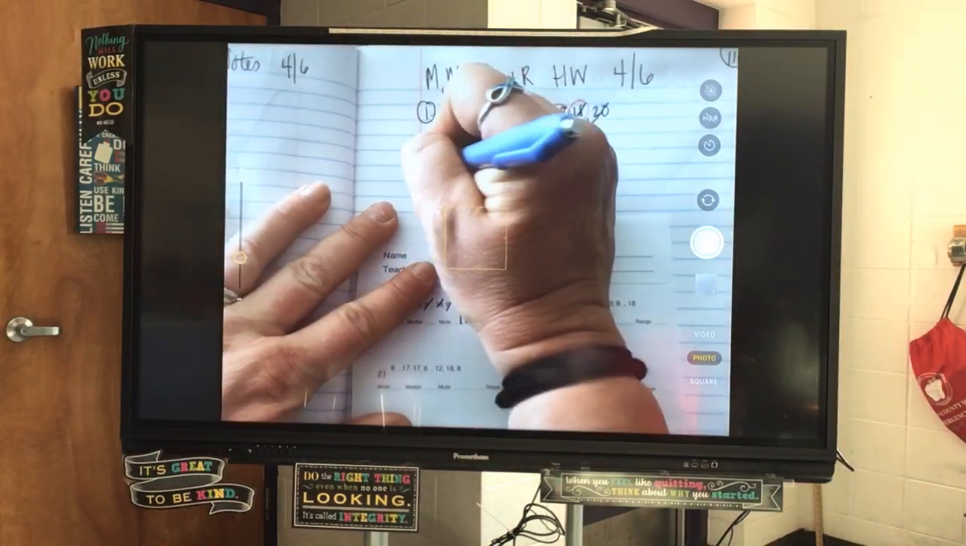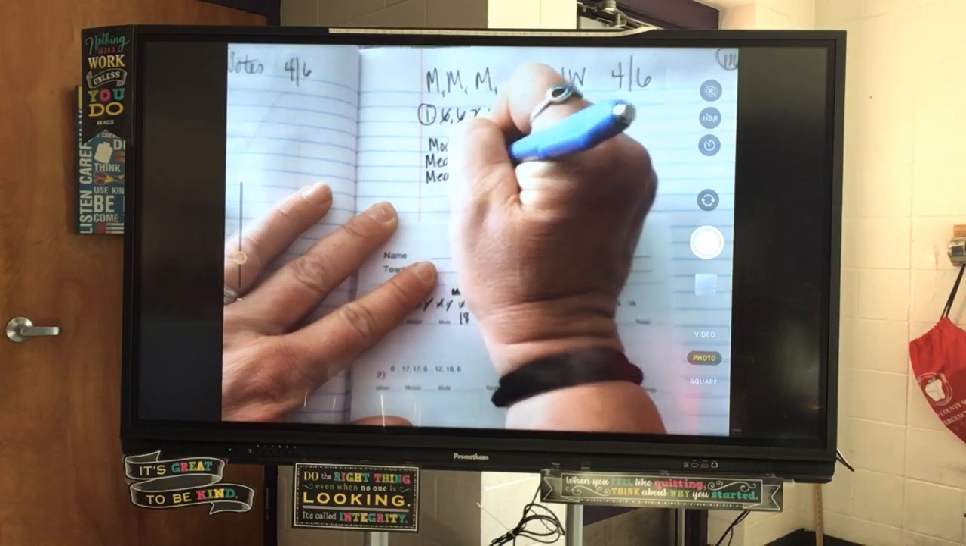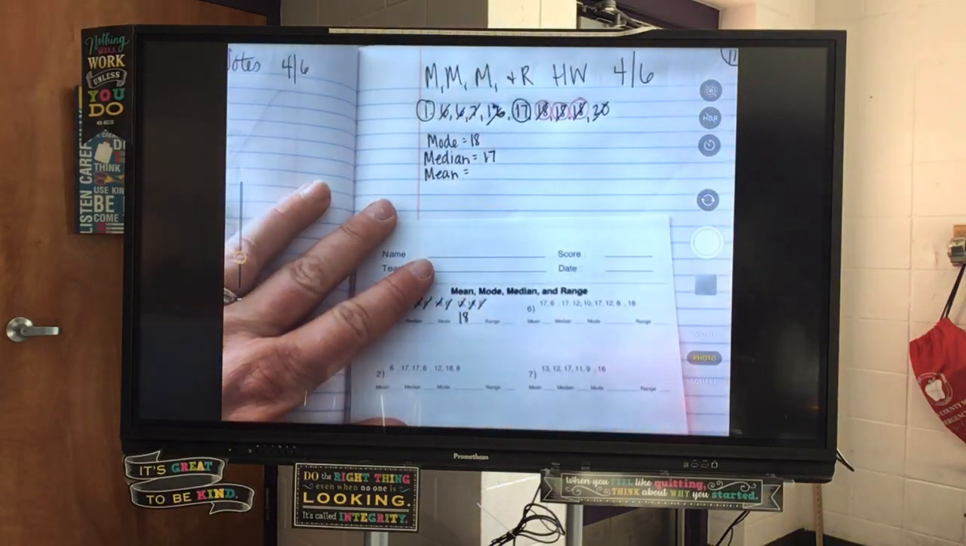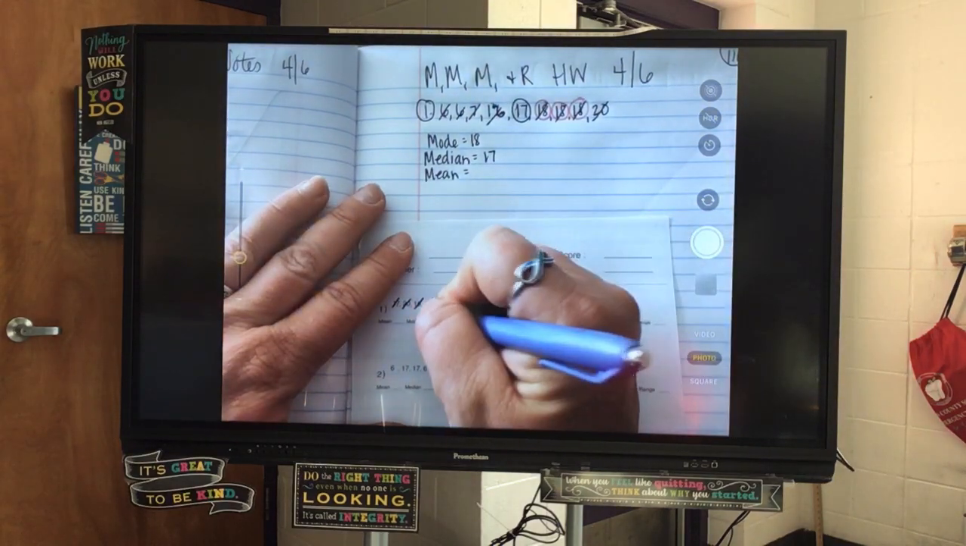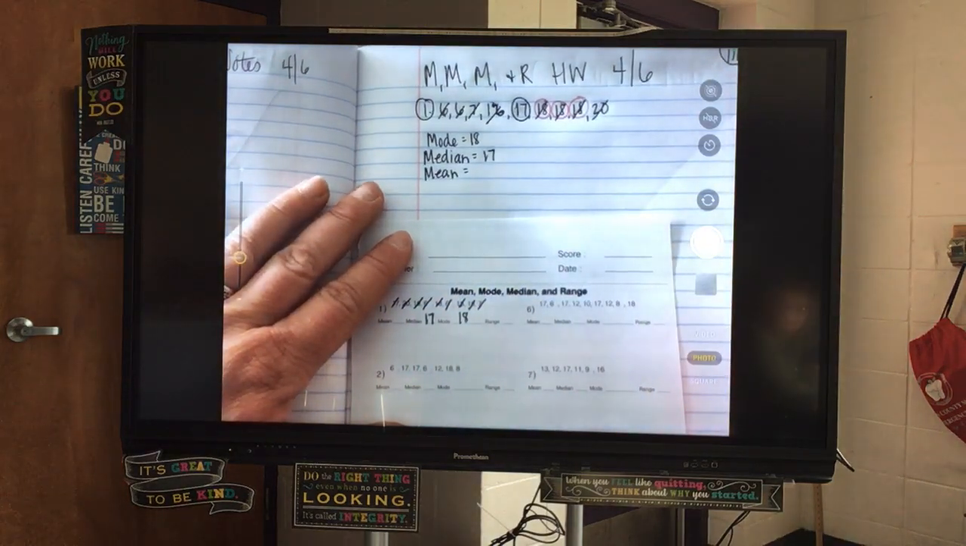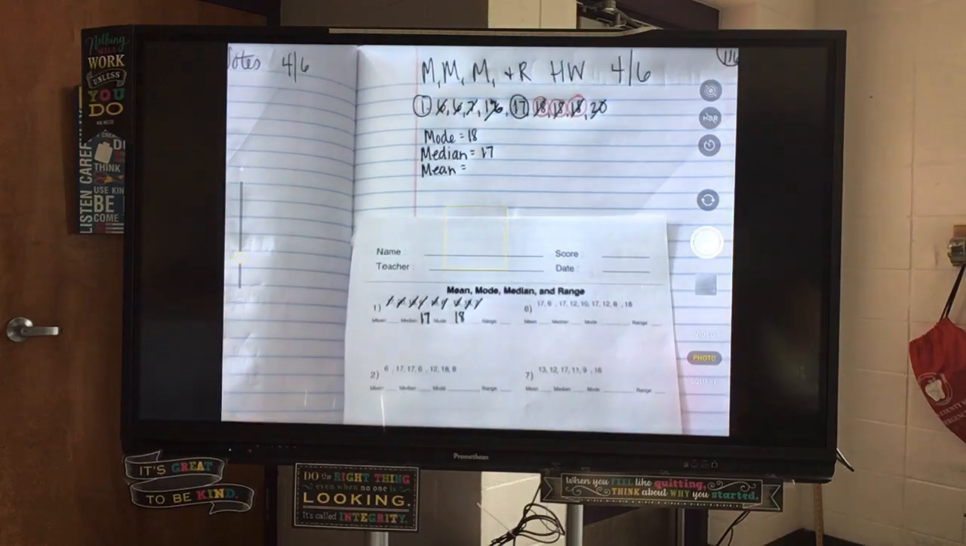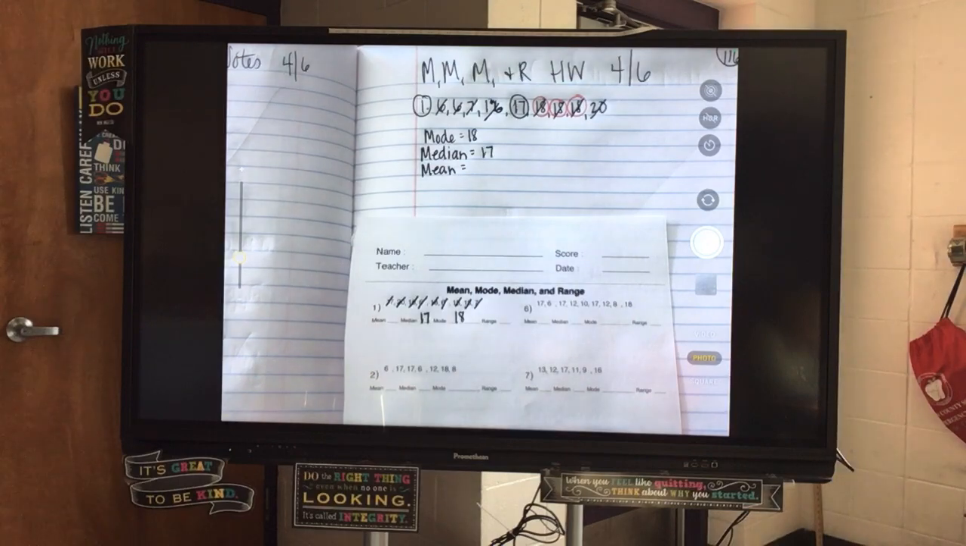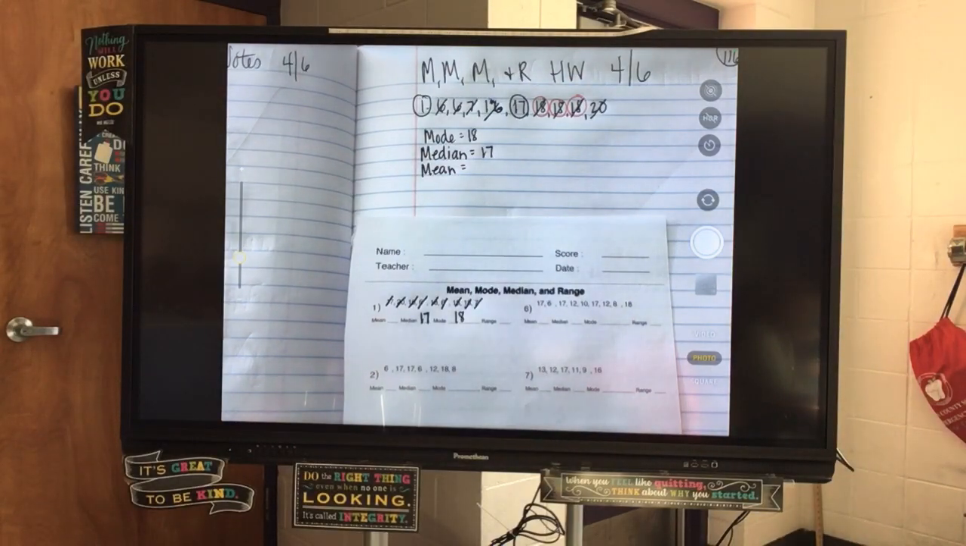The mean? Alright, Andrew, how do we find the mean? You add up all the numbers and then divide by how many numbers you have. Okay. Alright guys, go ahead, let's add up all the numbers and then stand up when you have your answer.